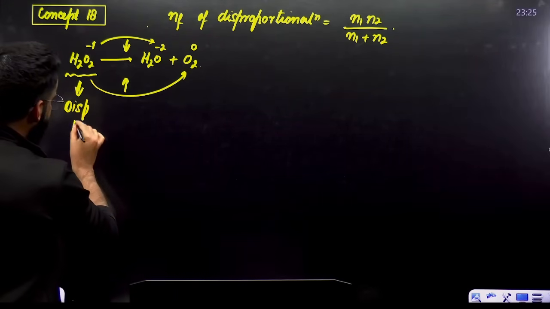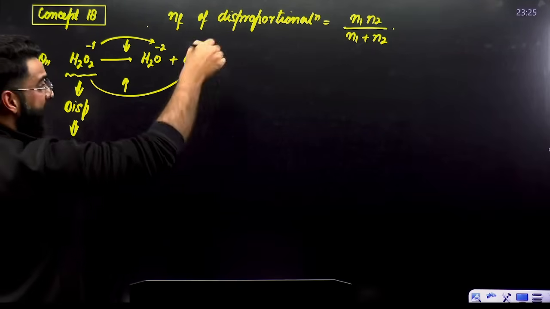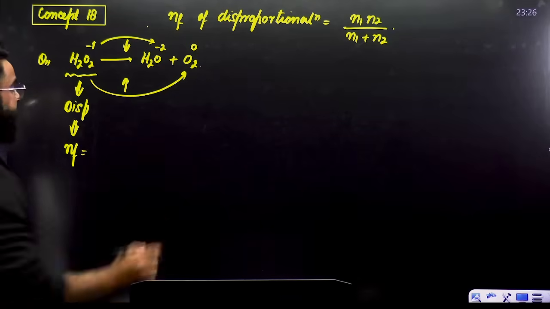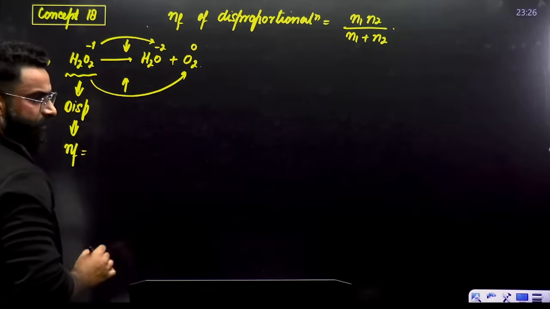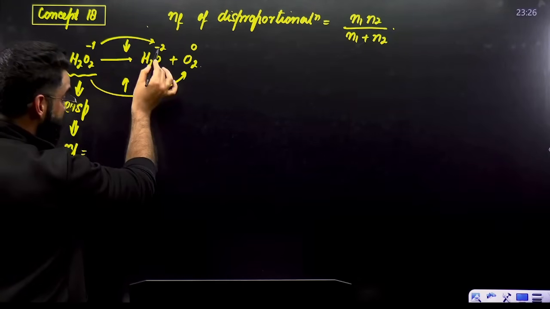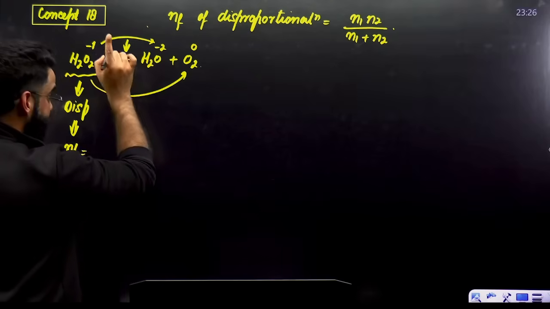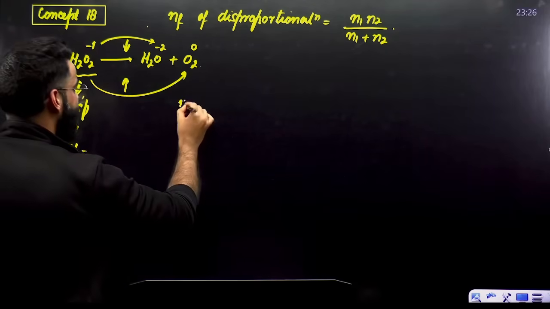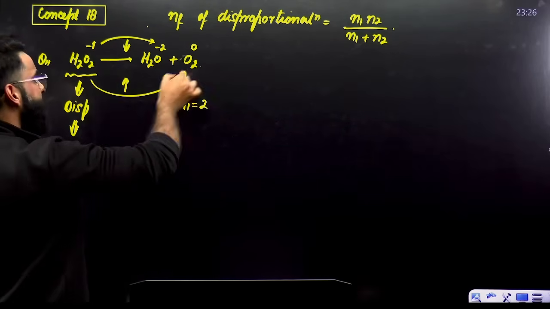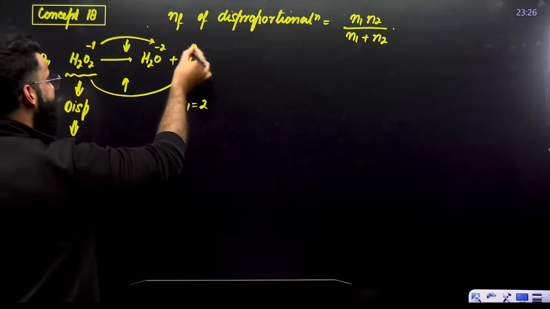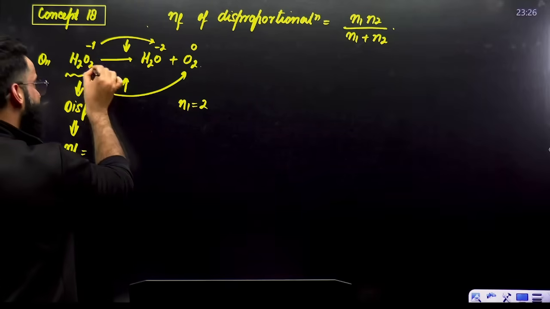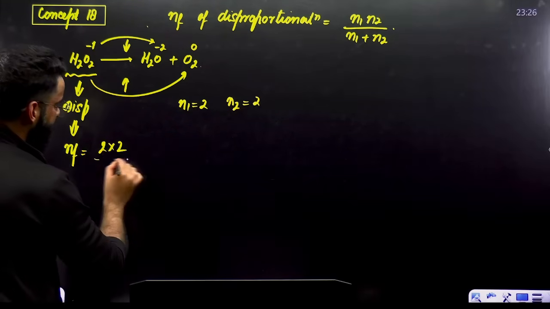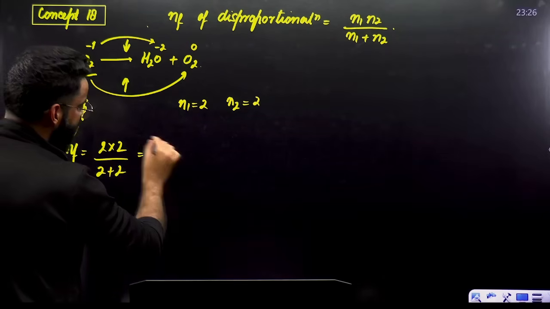And how do we calculate its n factor? Its n factor is calculated as n1 n2 divided by n1 plus n2. Now, how do we get n1 and n2? See, -1 to -2. What is the change? Change is final minus initial. The value is 1. 1 is the change for one oxygen. I have 2, so 1 into 2 is 2. So n1 value is equal to 2. Now similarly, -1 to 0. Final minus initial, the value is 1. 1 is the change for one atom. I have 2, so n2 value is also 2. So this becomes 2 multiplied by 2 divided by 2 plus 2. The value comes out to be 1.